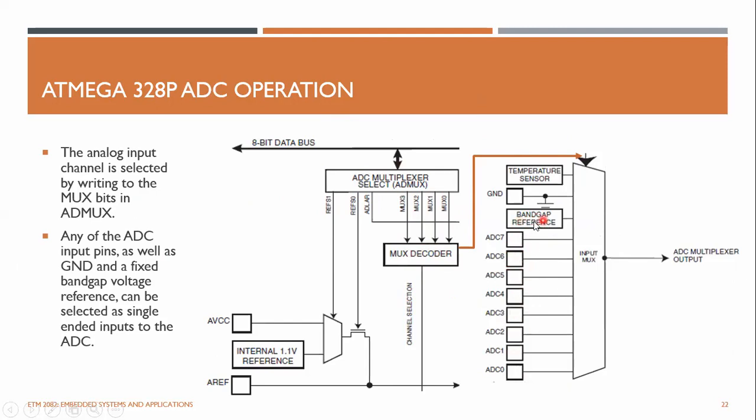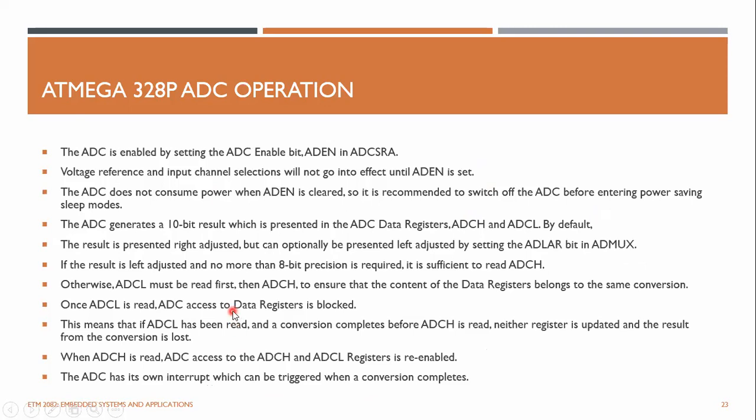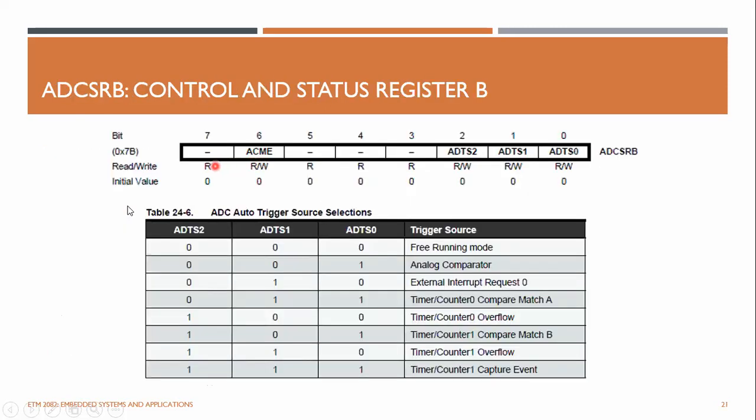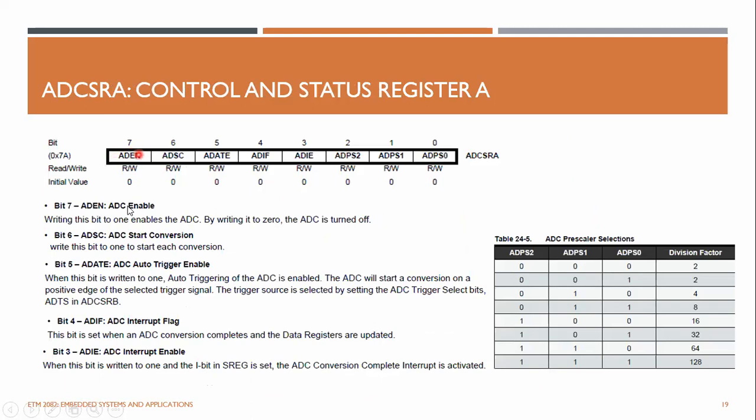Sometimes you can select the temperature sensor and get the temperature reading, or you can measure the band gap reference voltage, or you can measure the ground voltage. And this is how you select the analog reference, either internal or AVCC reference. So basically, this is all about it. If you want to enable the ADC, you just set the ADEN bit in ADCSRA, like I mentioned. This bit should be set.